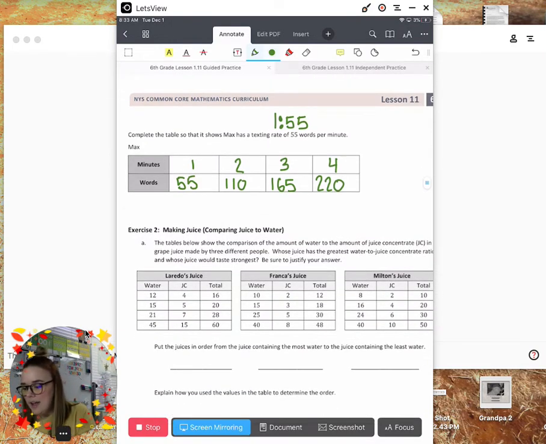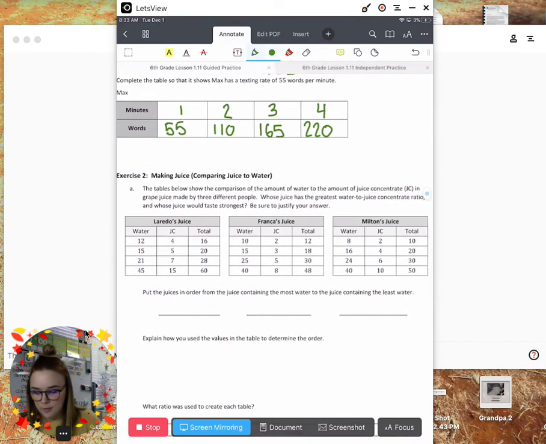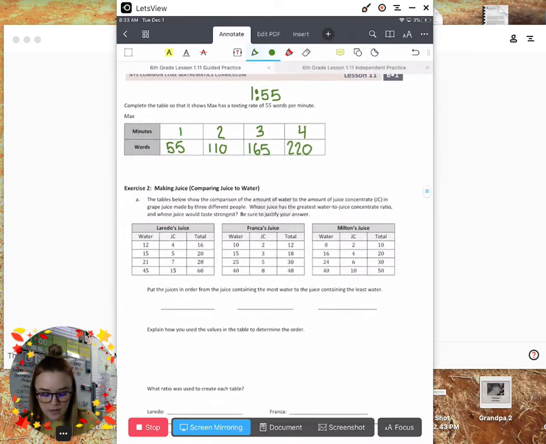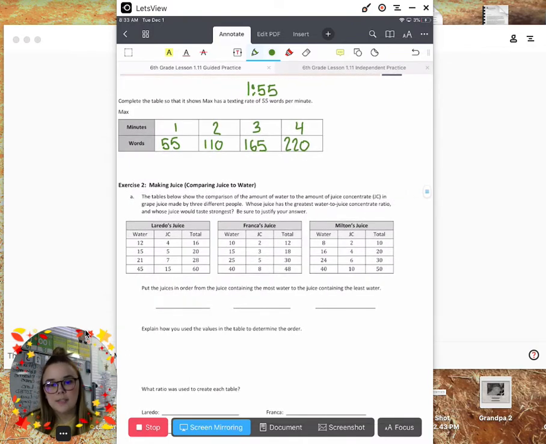So let's take a look at exercise 2 really quick. So we are comparing juice. It says the tables below show the comparison of the amount of water to the amount of juice concentrate, they're going to abbreviate it JC, in grape juice made by 3 different people. Whose juice has the greatest water to juice concentrate ratio and whose juice is the strongest? Justify your answers. So we want to see whose has the greatest water to juice ratio and then whose is the strongest, who has the highest juice to water ratio.